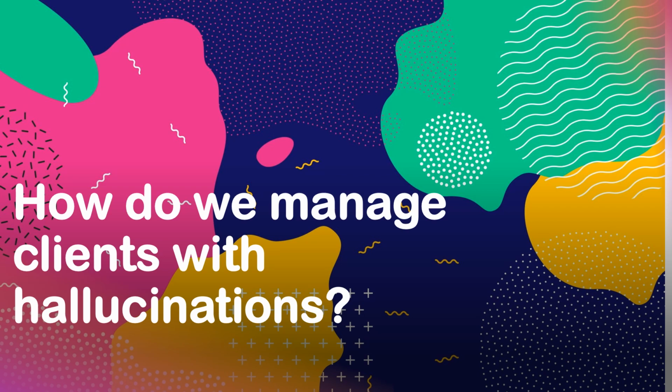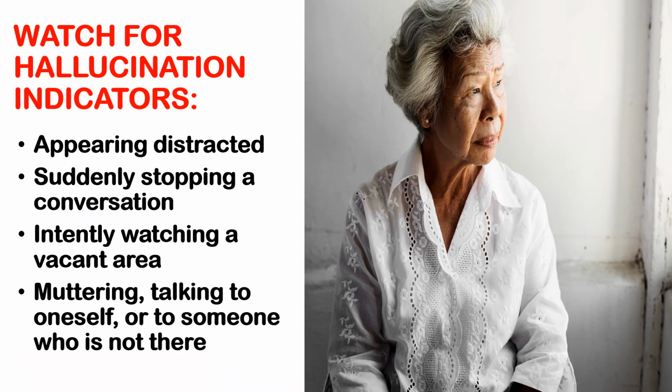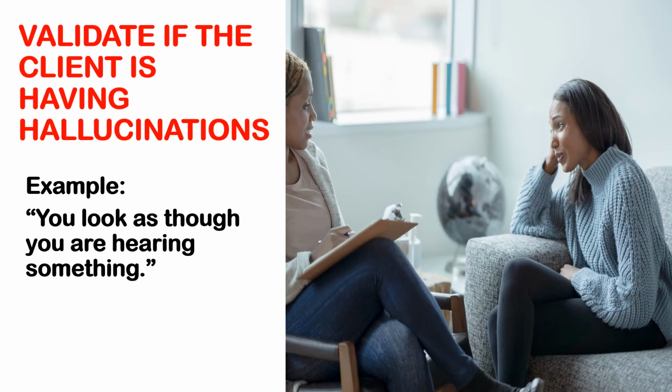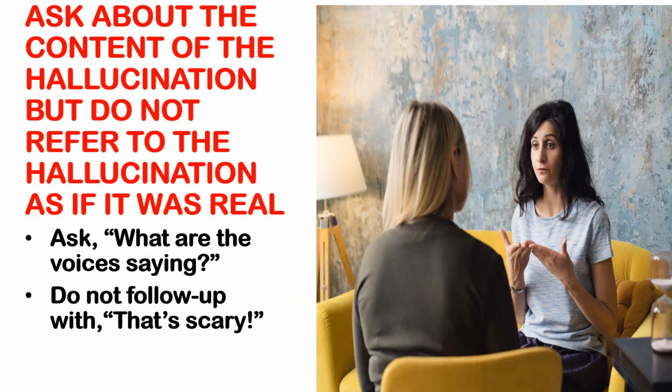So how do we manage clients with hallucinations? First, watch for hallucination indicators, such as appearing distracted, or suddenly stopping a conversation, or intently watching a vacant area, and muttering or talking to oneself or to someone who is not there. Now, if you're suspecting that the client is having hallucinations, then validate. Example, you can say, "You look as though you are hearing something." Ask about the content of the hallucination but do not refer to the hallucination as if it was real.